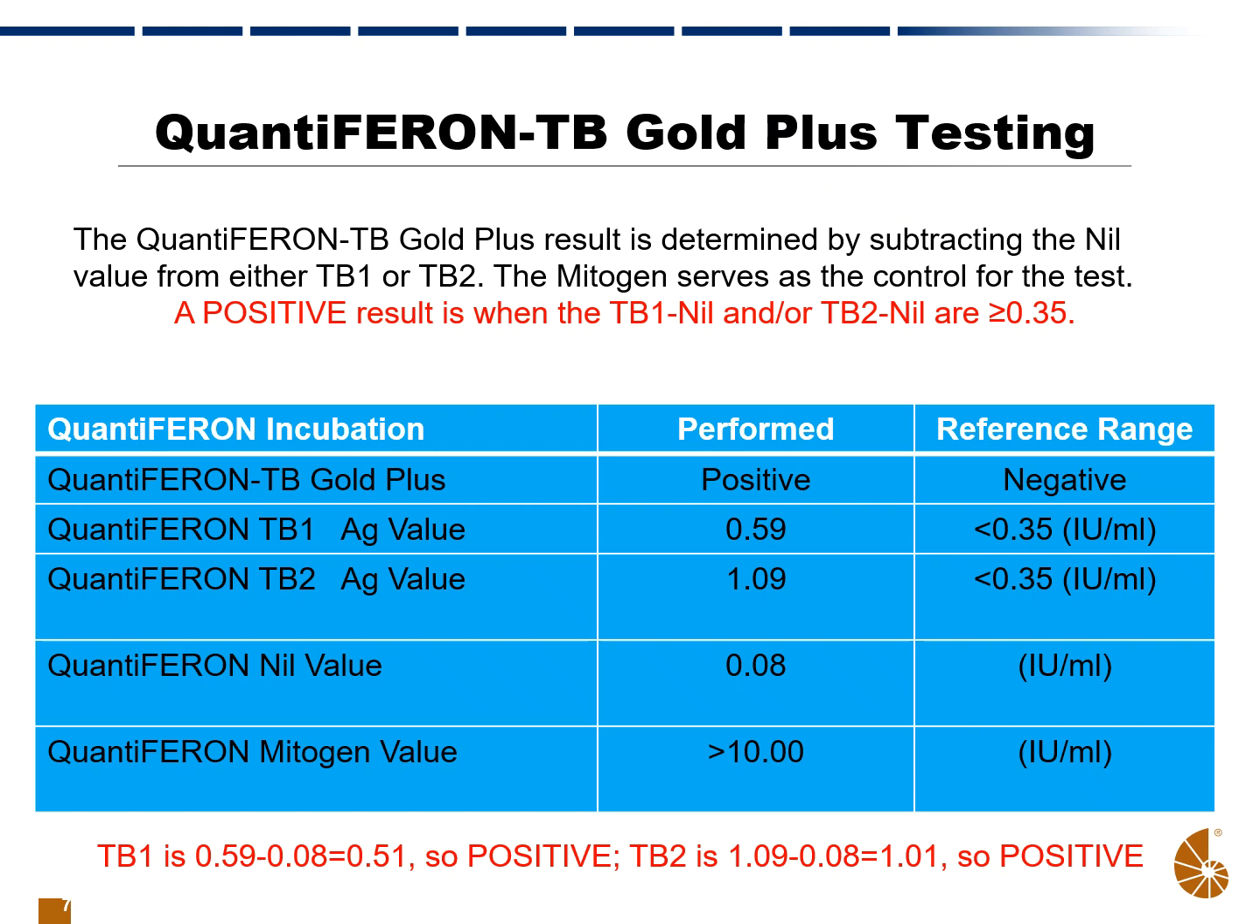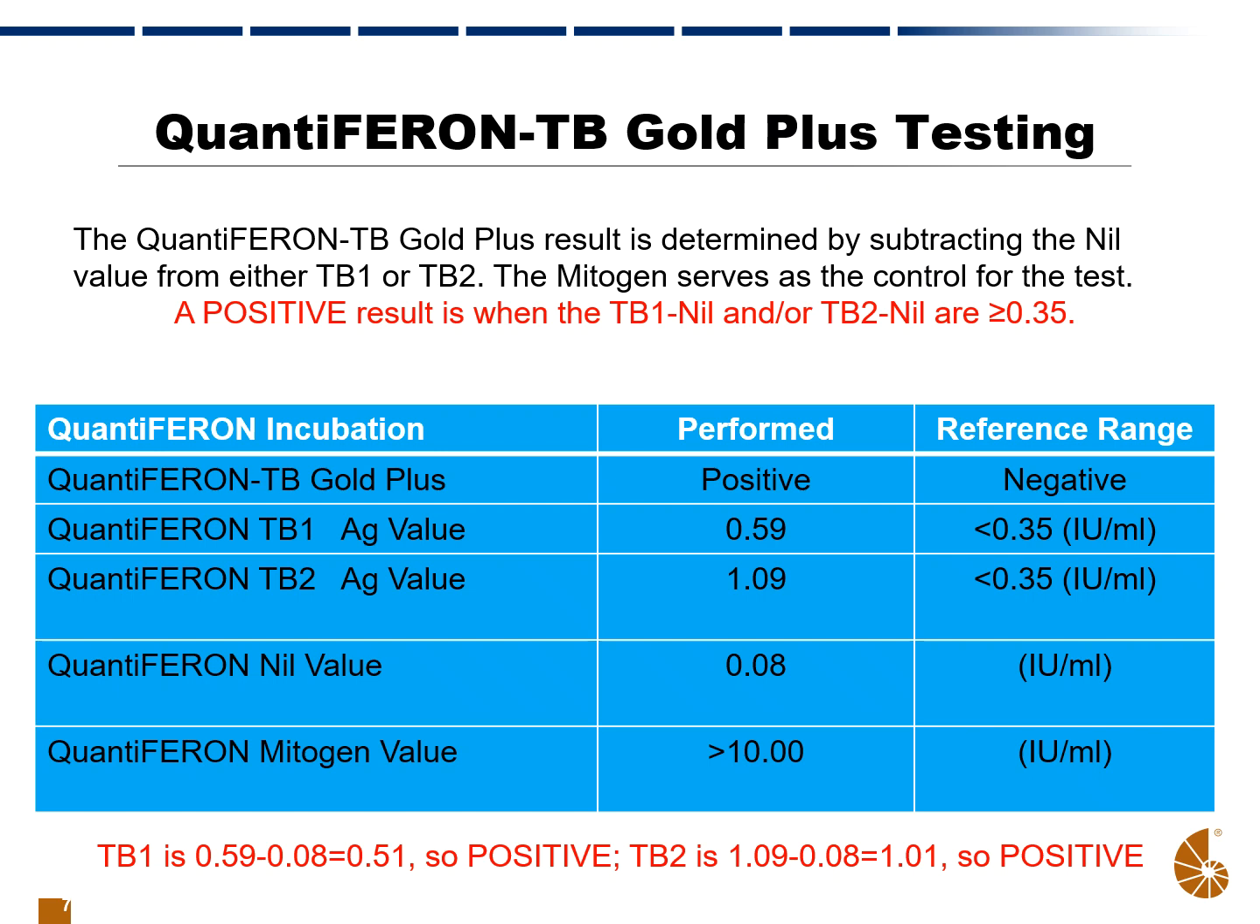So you can see in the boxes in this particular test, in the first line in black, the QuantiFERON Gold Plus test was performed and reported as positive, and the reference range should be negative. The TB1 tube had a 0.59 value. To be negative, it should be less than 0.35. The TB2 tube had a 1.09 value. The negative value is less than 0.35.